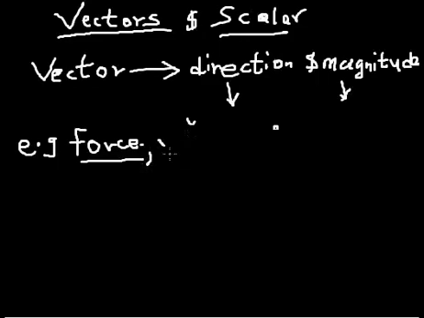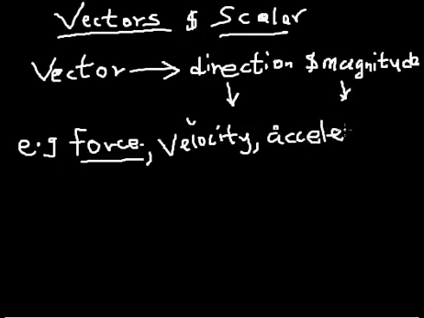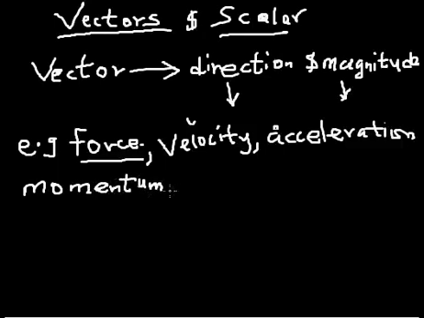Of course there are others. We have velocity. Velocity is also a vector quantity. We express it in direction and magnitude. We have acceleration, a vector quantity also. We have momentum, and so on. All these are vector quantities, so please take note of them.